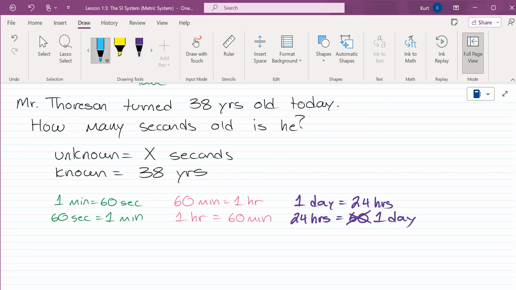I think we need one more. What's the last one we need? 365 days equals 1 year. 1 year equals 365 days. So you're gonna have 4 different conversion tables to do. I'm going to show you how to set it up, and you just got to do it methodically. Do it one at a time.